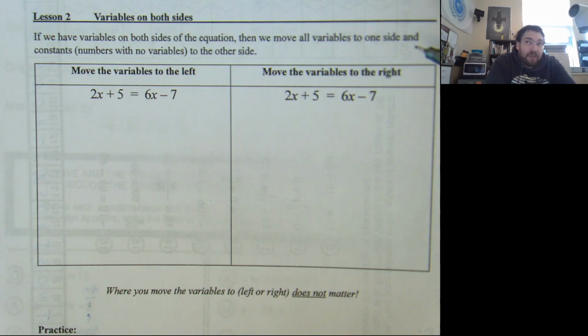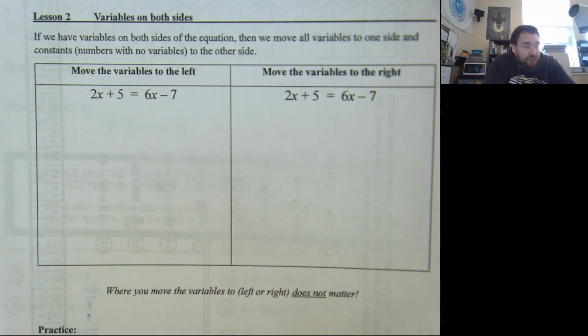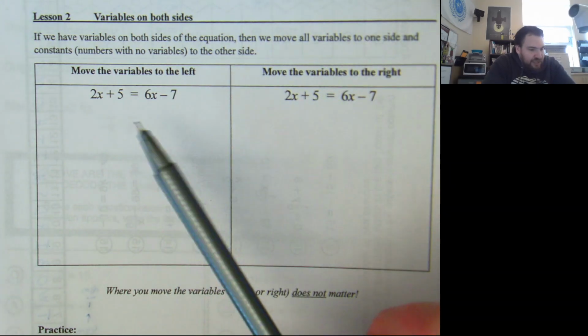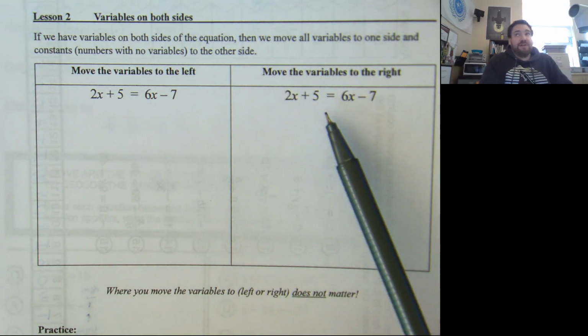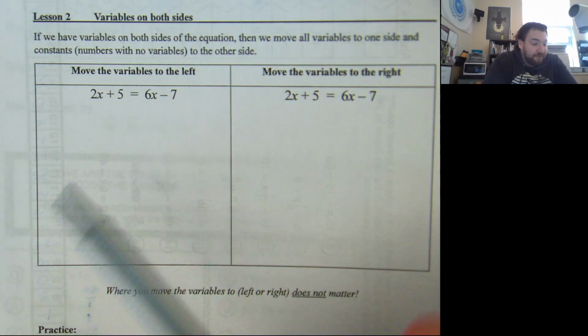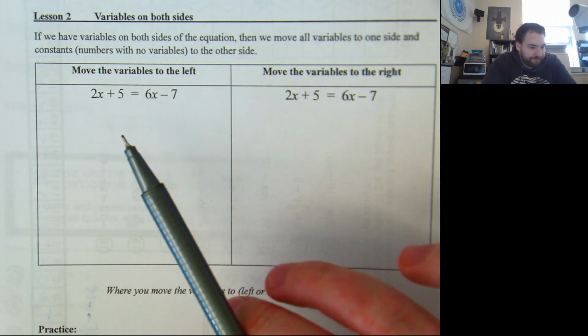I'm going to do one example for you today. I'm going to do the same example twice to show you, or to try to prove to you, that it doesn't matter which way you move these variables, your result is going to be the same. So let's take a look at this question. The question is 2x plus 5 equals 6x minus 7. It's the same question over here. 2x plus 5 equals 6x minus 7. And first, I'm going to demonstrate what it looks like to move all these variables to the left-hand side.